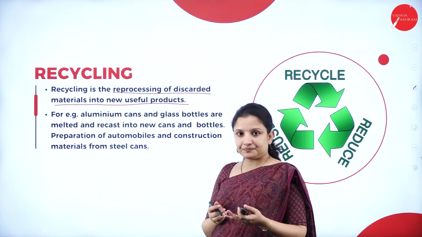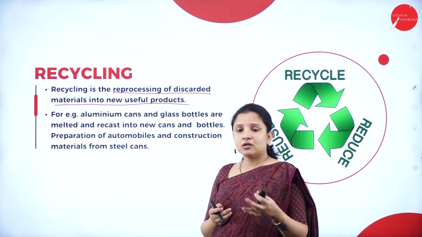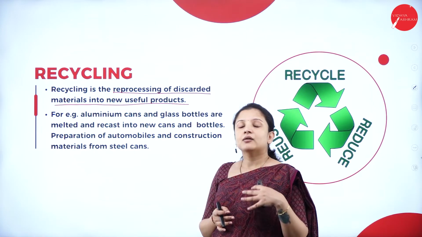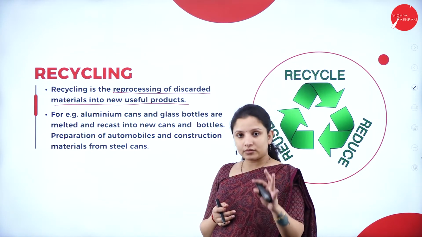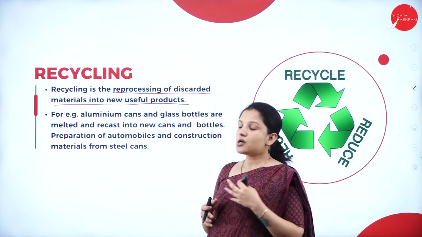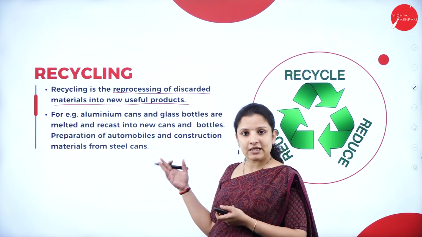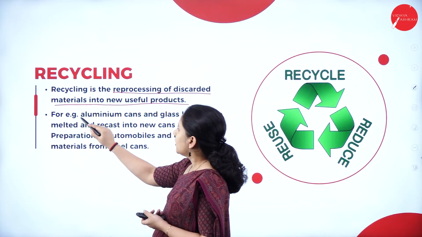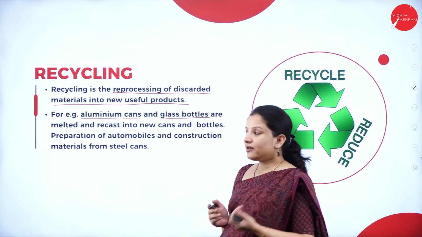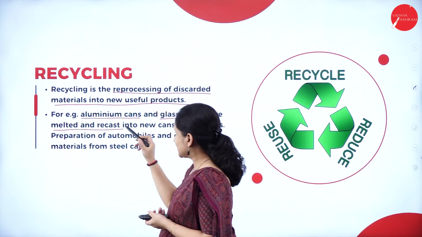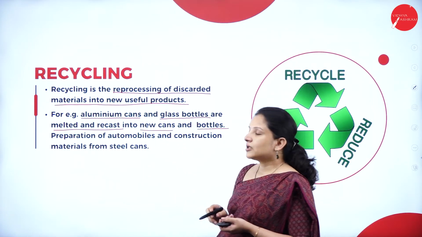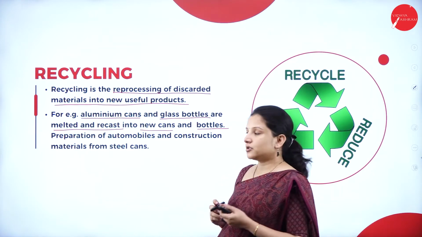So plastics, instead of just burning them or discarding them just like that, collect them separately so that they can be given to the people who come for collection. They can take it to the recycling center and make use of it in many ways. Say, for example, aluminium cans and glass bottles can be melted, recast, and converted into new cans and bottles which can be used again.